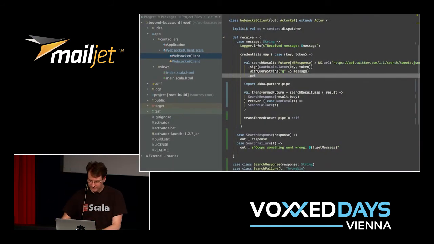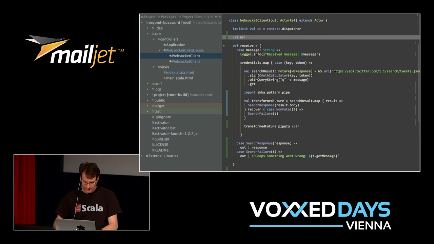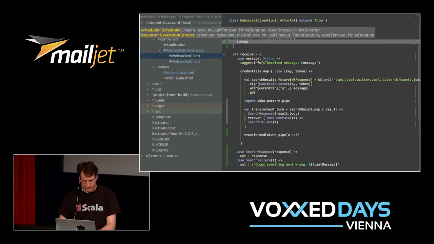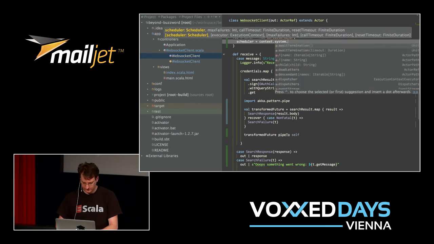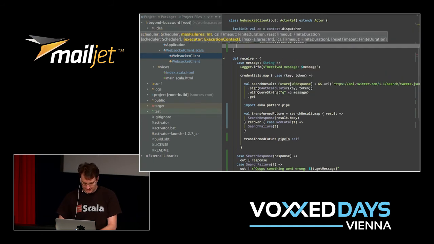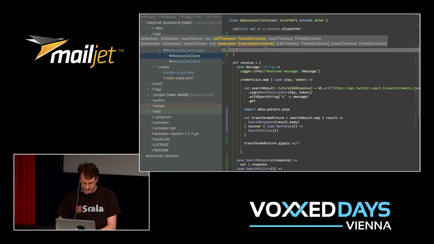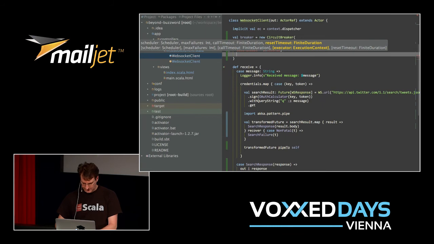So I'm going to build one of these guys here. I'm going to build a breaker. And for a breaker, I need a scheduler for it to know what time it is, and I'm just going to use the one that the system gives me. I need the maximum of failures. I want a maximum of 2 failures. The call timeout that my system can have, I'm giving it 5 seconds. The reset timeout, I'm going to give it 5 seconds as well.